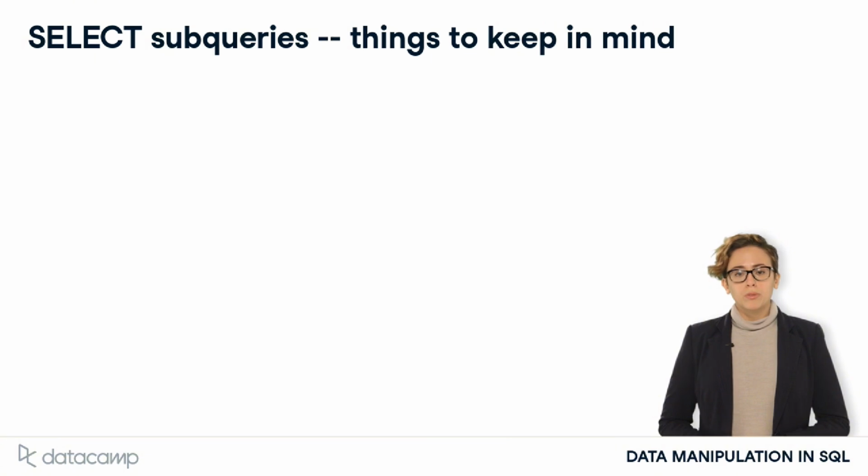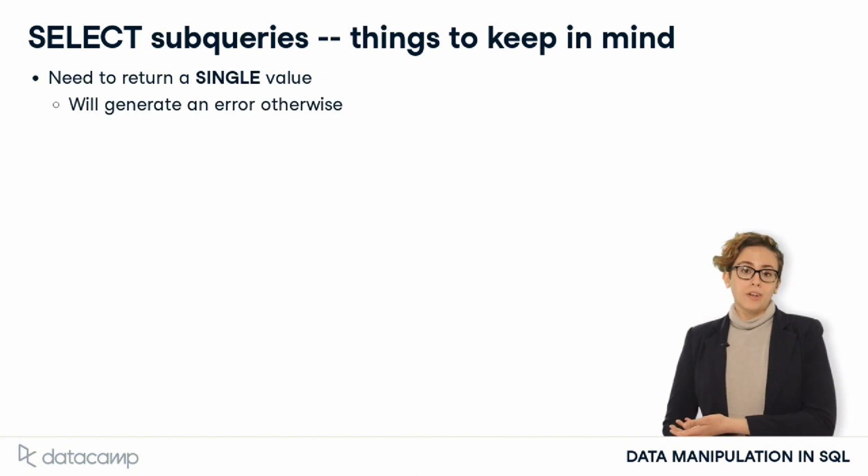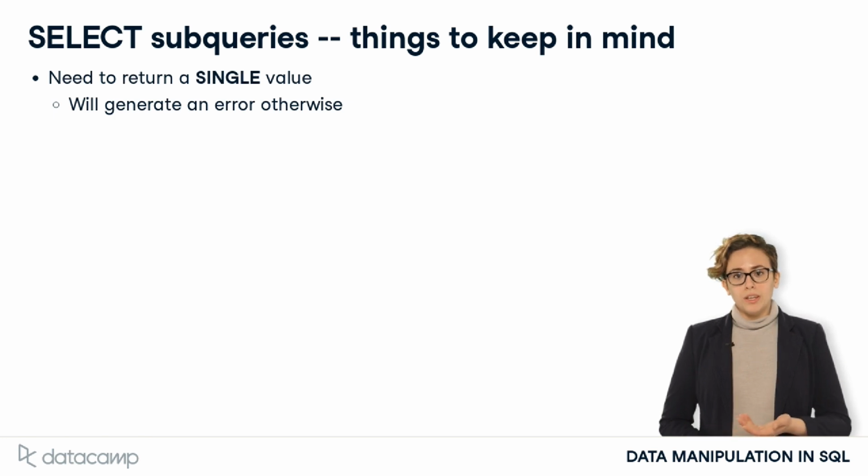There are a few unique considerations when working with subqueries in Select. The first is that the subquery needs to return a single value. If your subquery returns multiple rows, your entire query will generate an error. This is because the information retrieved in a select query is applied identically to each row in the dataset, and that's not possible if there's more than one unit of information.